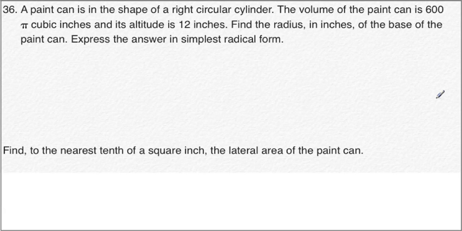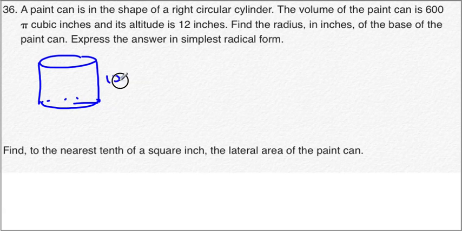Alright, let us look at number 36. A paint can is in the shape of a right circular cylinder. Alright, the volume is 600 pi cubic inches. Then we have the altitude of 12 inches. Volume is equal to 600 pi. Find the radius.